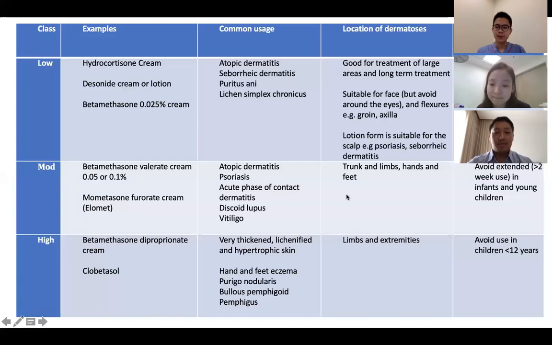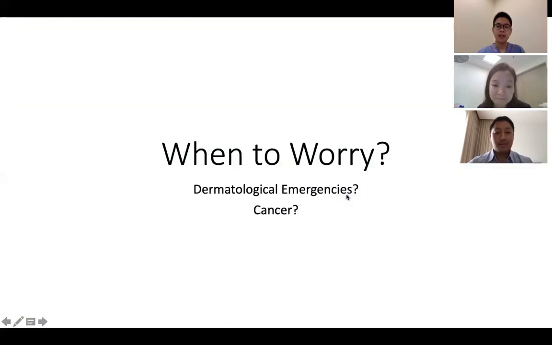Okay, for the last segment, when to worry. And in terms of worry, I think number one would be dermatological emergencies, and number two, for skin lesions, when do we need to suspect that it's not something benign?